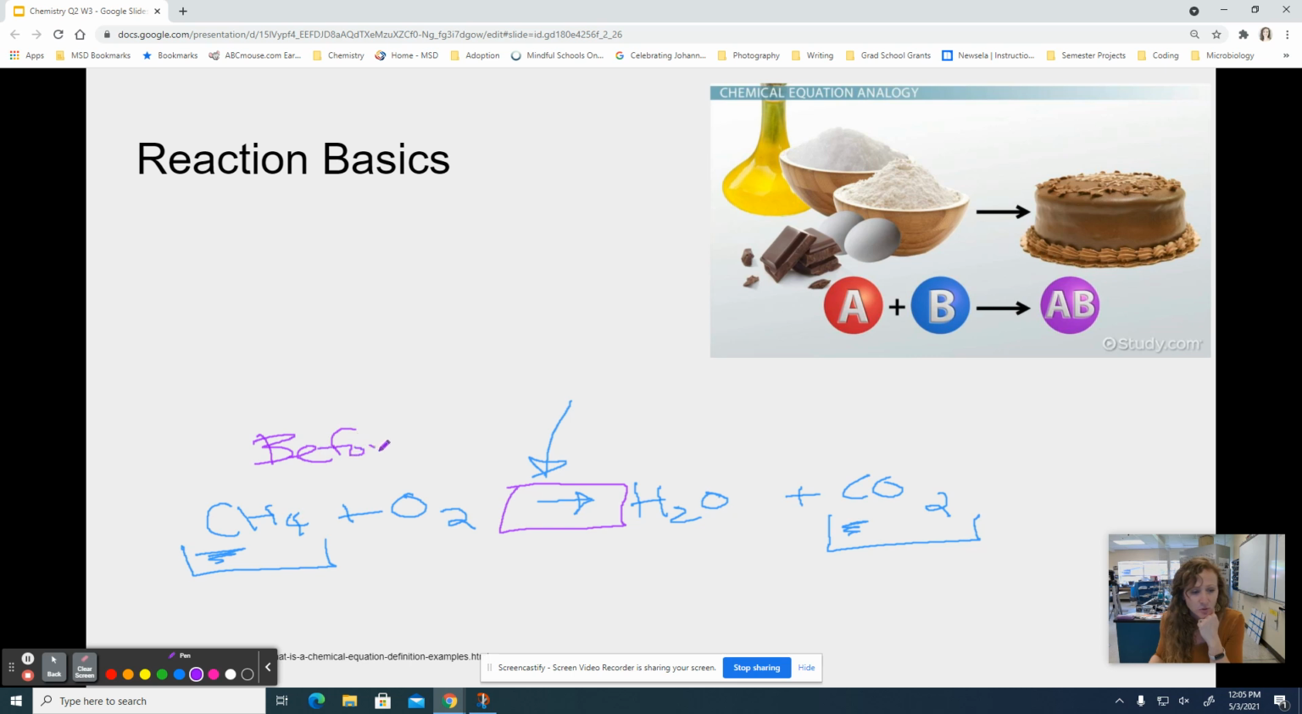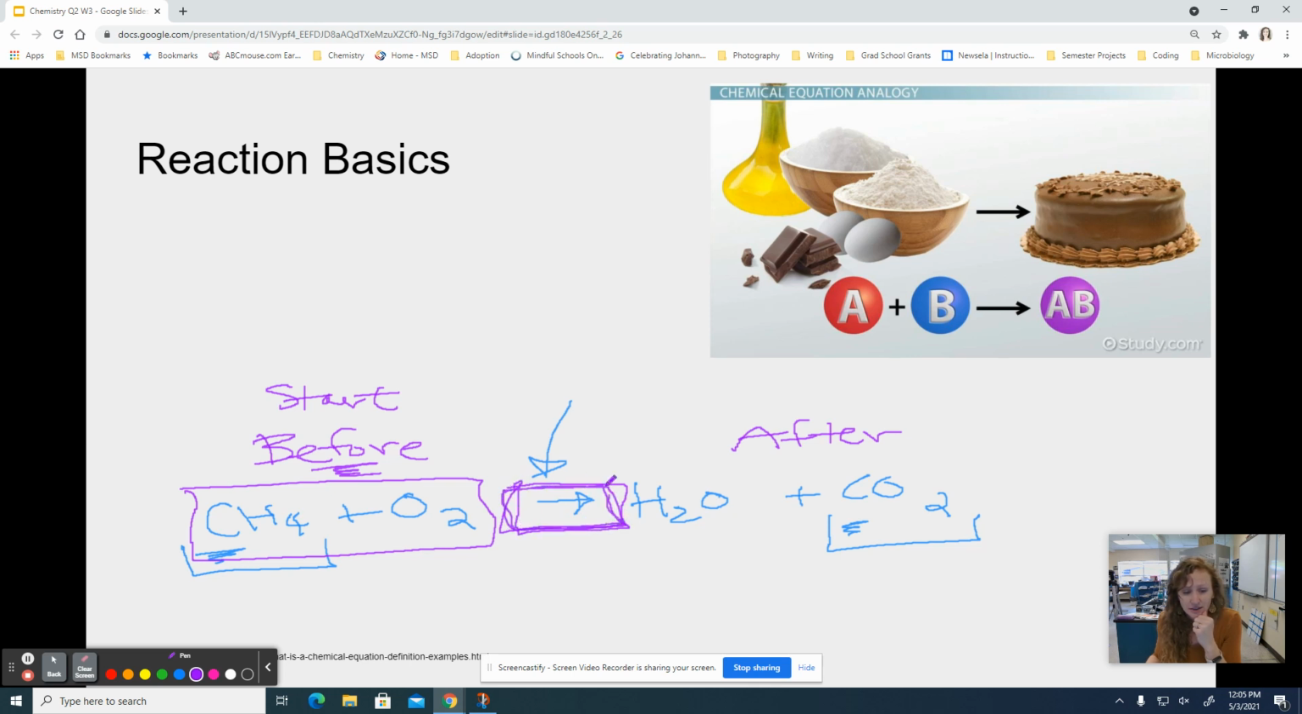It separates the before with the after. So CH4 and O2 are the things we start with. They're the things we have at the beginning of the reaction. They are the things we have before a change occurs. And then there's this arrow that separates those things we have in the beginning from the things we have in the end, the substances that are present after the change occurs. That would be water and carbon dioxide.